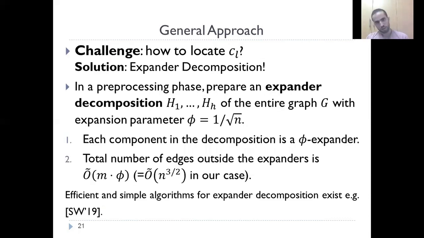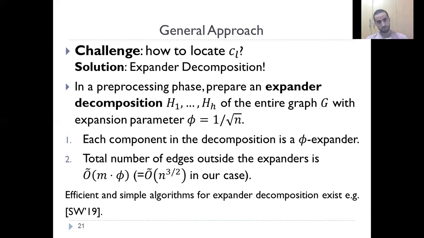So how are we using expander decomposition in order to locate CL? In a pre-processing step, we compute an expander decomposition of the entire input graph G with expansion parameter 1 over square root n. Now, this number is chosen because we assume that the number of edges is n squared and the cut that we are looking for is omega n, but in different settings, the parameter can be different.